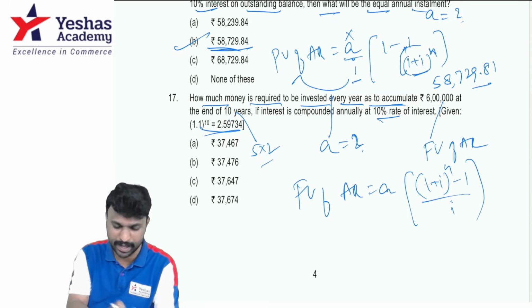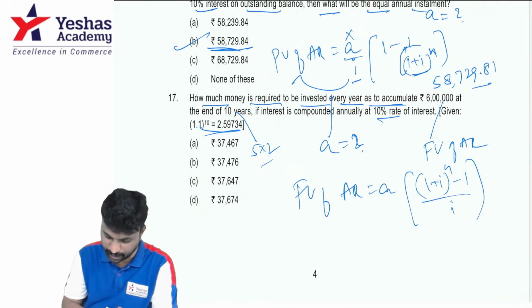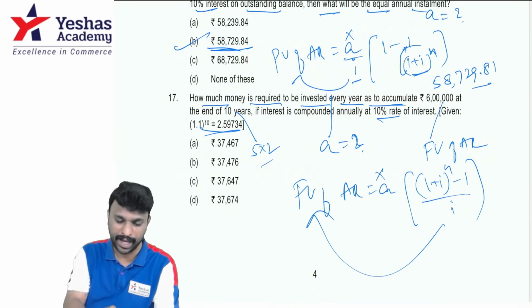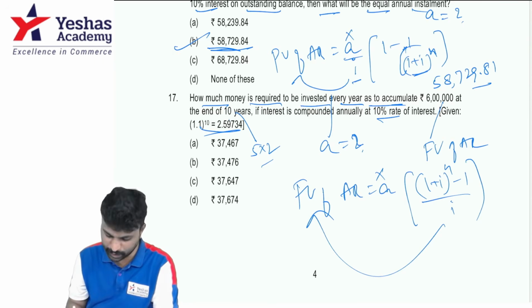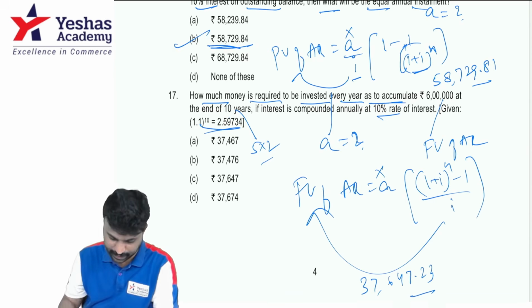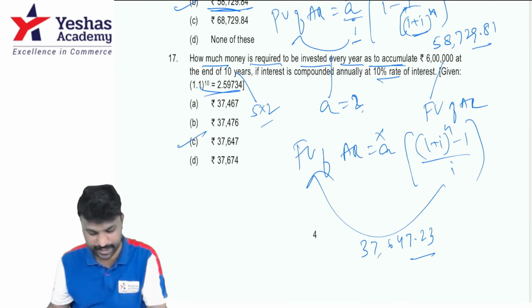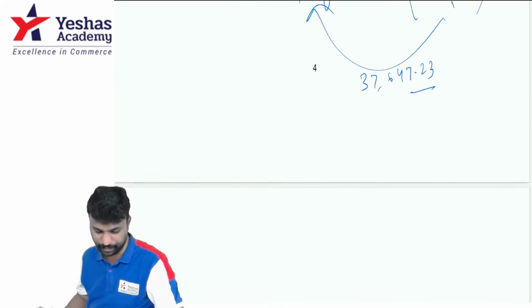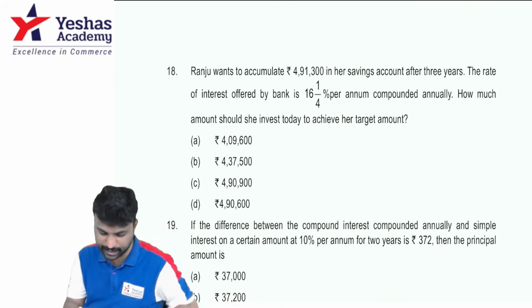Then minus 1 divided by 10, press a percentage. Then I have to transfer it to the other side. Divide equal into 6 lakh. Type 6 followed by 5 zeros, right? So 37,647.23. That means it is option C. 37,647. Question number 18, guys, there's a mistake in this.